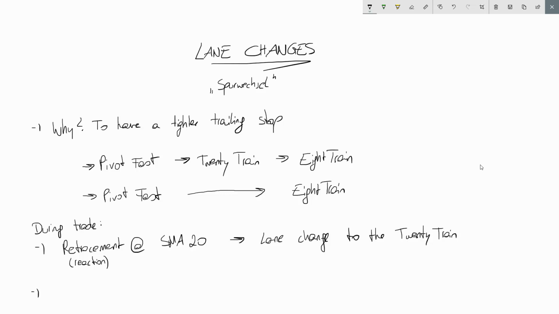And okay, last thing here, retracement or reaction at the SMA 8, you can guess already, for a lane change to the 8 trail. Okay, a lot of writing here, some theoretical concepts. But what does this mean?